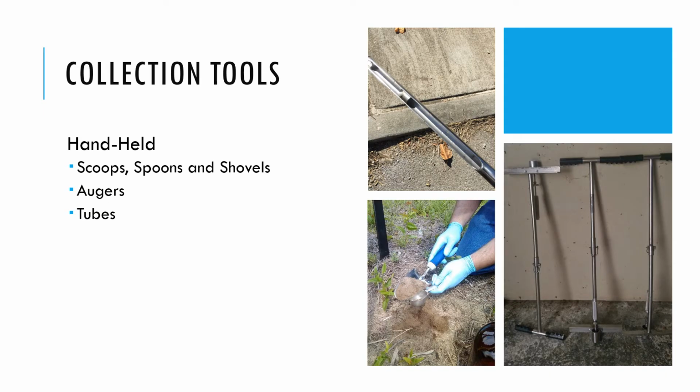And we've also talked about access tools that are handheld, things like scoops, spoons, shovels, hand augers, tubes that can be driven or pushed into the soil using hand pressure. These are usually used for collecting surface soil samples, and we've shown some of these in our discussion of incremental sampling tools.